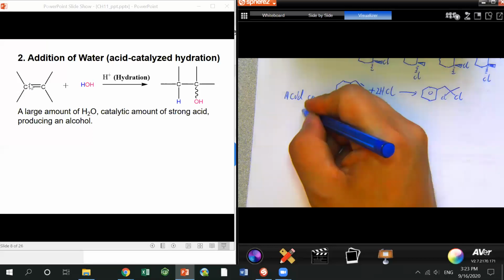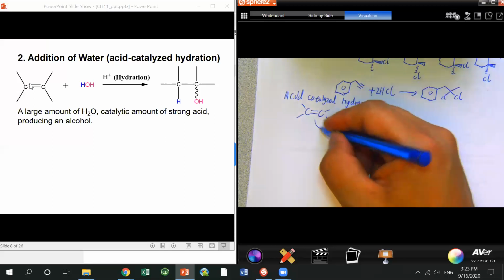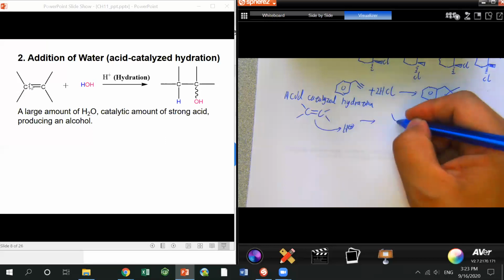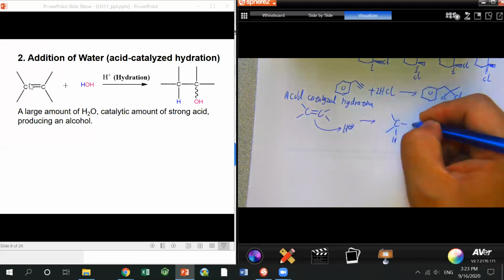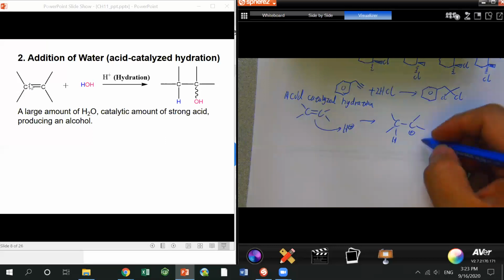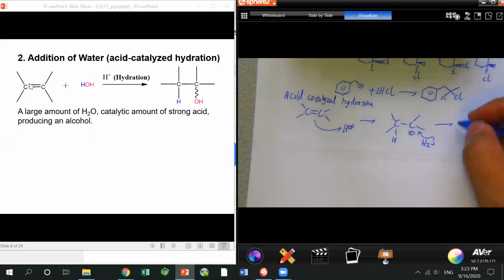All right, so you have an alkene, and it picks up the hydrogen, the proton. Then you get a carbocation, and following that the water can come in. If there's no such help, the water cannot open the C=C bond.